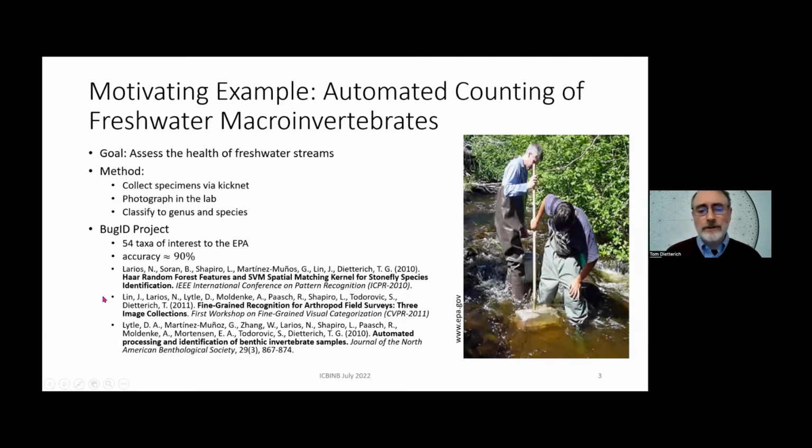We published a series of papers around 2010 and so on, where we were able to achieve something like 90% accuracy on this 54 class problem. It's a fine-grained classification problem, and we were using pre-deep learning methods. So these were things like SIFT features and HOG features and various things like that.